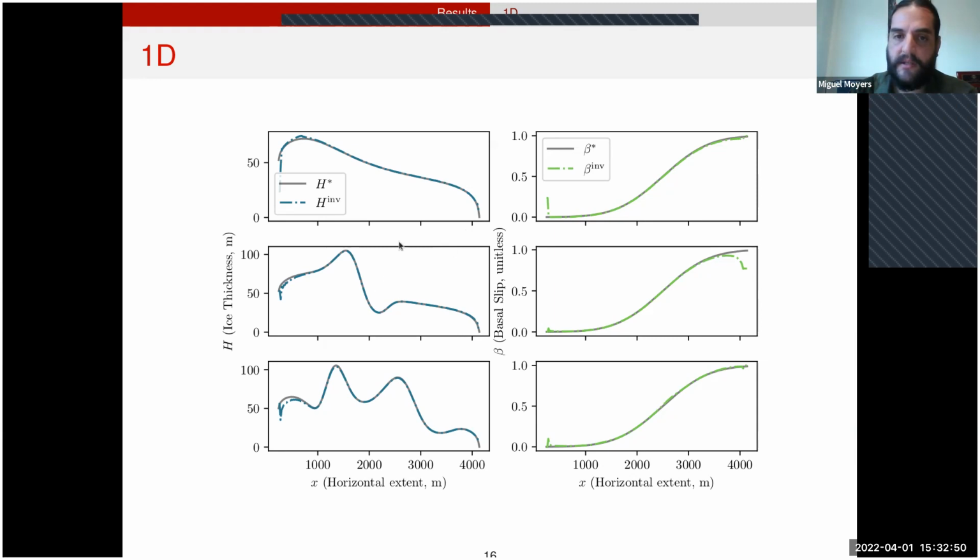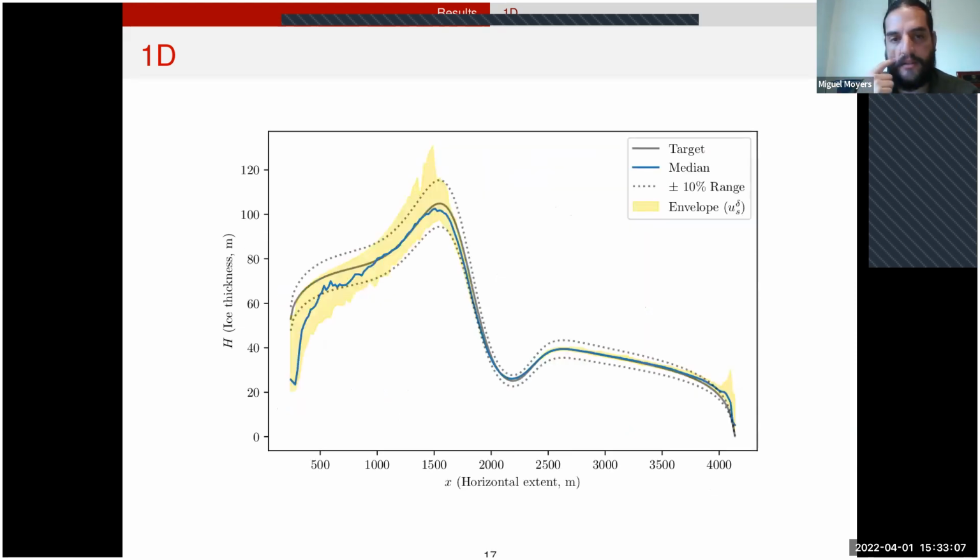So that's for beta and for H. This is for different topographies, so with hills and valleys, if you want, and beta, the slip, at the middle of the domain is really good. For 1D, Liz did some more simulations and she included some noise on the velocity data, and again the recovery is quite good inside the domain, and we were very happy with this.